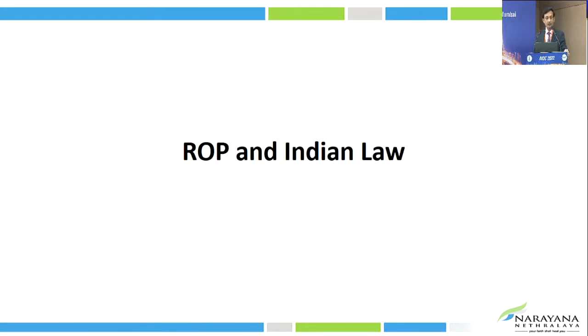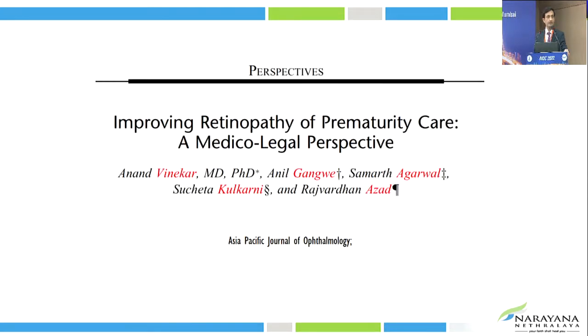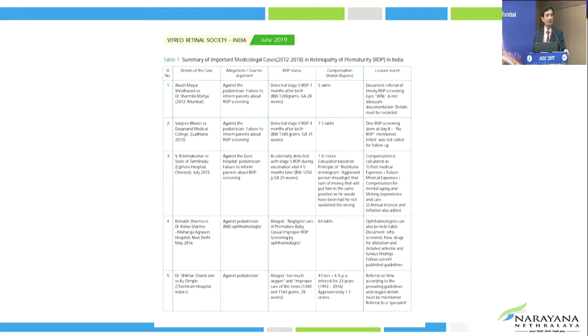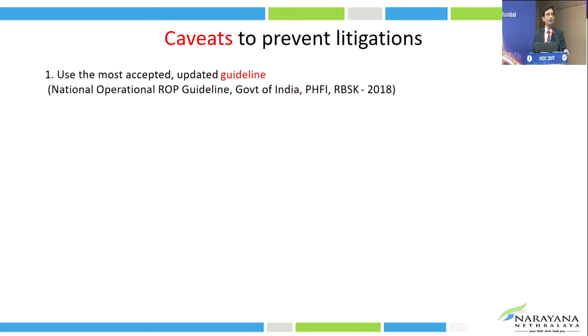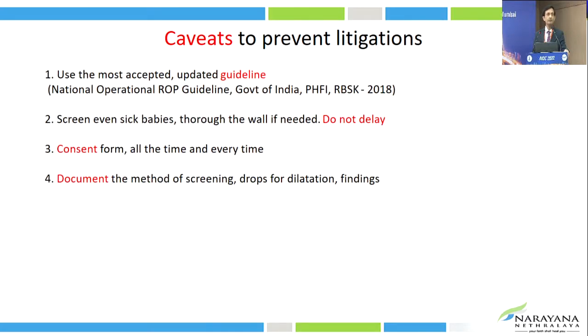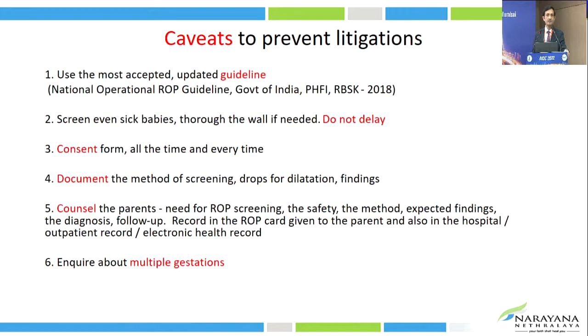I want to talk about a little bit of the legal aspects. It's so important. We have a publication coming out of the Indian ROP Society. This is now available for a free download in the APJO. These are about 6 cases that have gone horribly wrong in our country, with claims from about 24 lakhs to 1.8 crores that went against pediatricians, and in one case against the ophthalmologist itself. What we hope to bring out in this publication is how you can prevent that litigation. Now, this is obviously not foolproof, but some of the pointers are here.